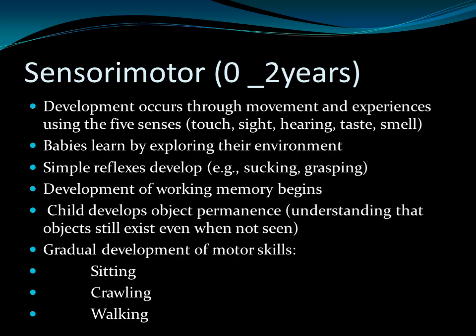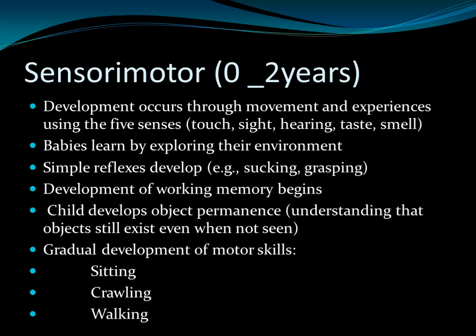So in object permanence, at this stage you can hide something. When the child is still young, you can hide something from the child, and the child will believe that that object is no longer there. But as they grow gradually, they will come to realize object permanence, that the object still exists even when it is not seen.